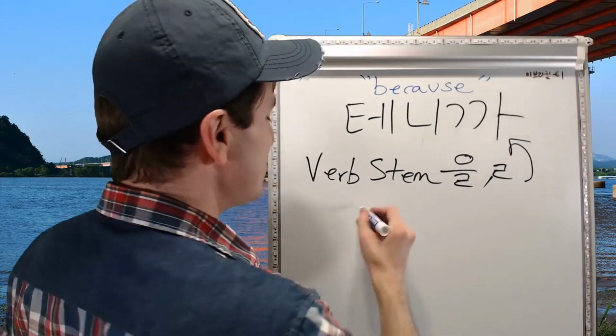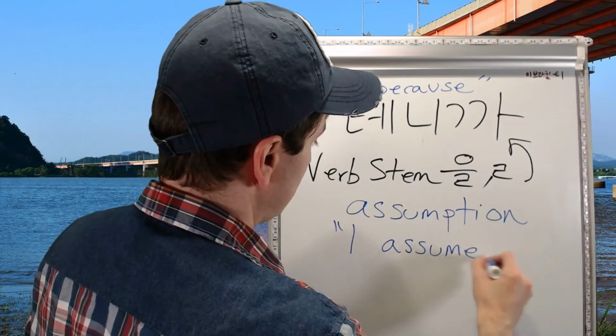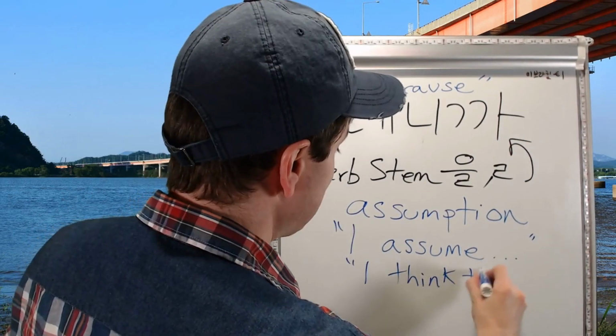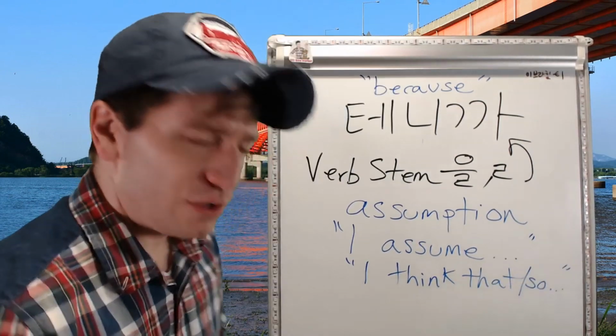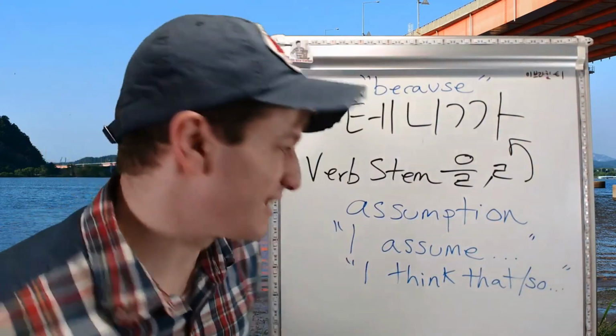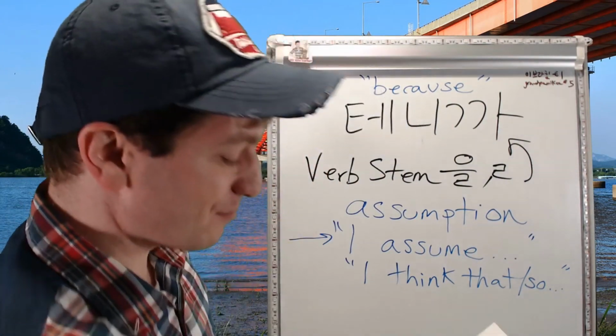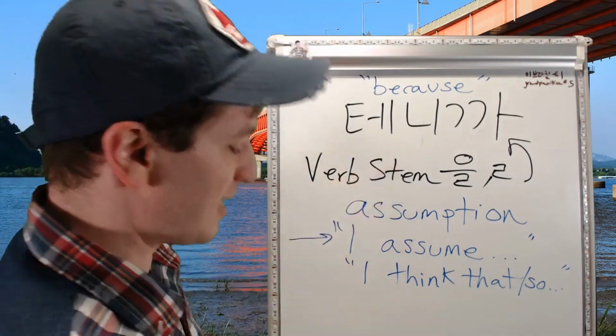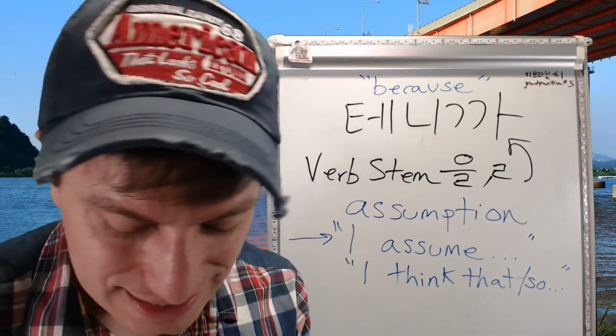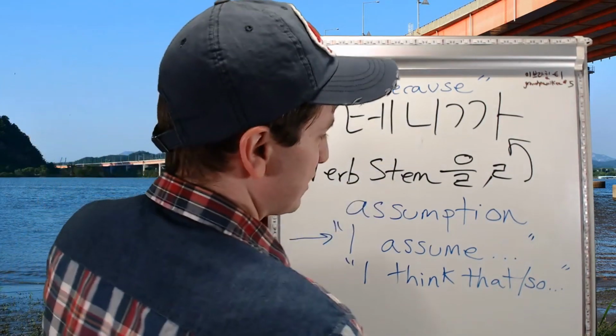This form is used for making an assumption. I assume, or I think that, I think so. Like if you were to say, well, I mean, I guess, I assume, I'm pretty sure, I think. This is used for making assumptions, and you can use it with not only the present tense like this, but also the past tense. And I'm going to show you how that works before I give you some examples.